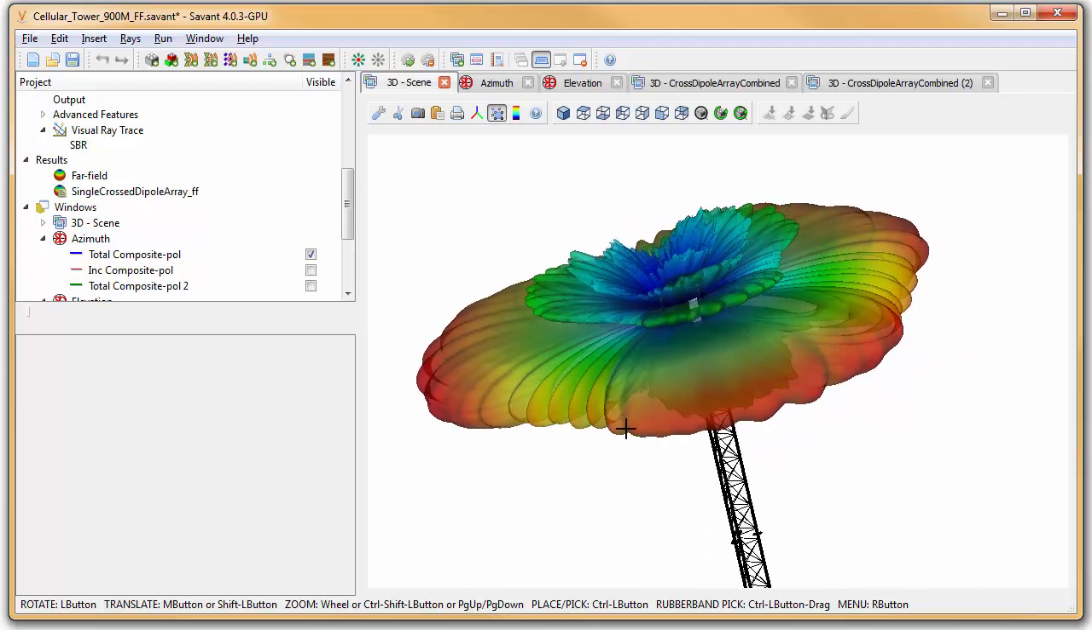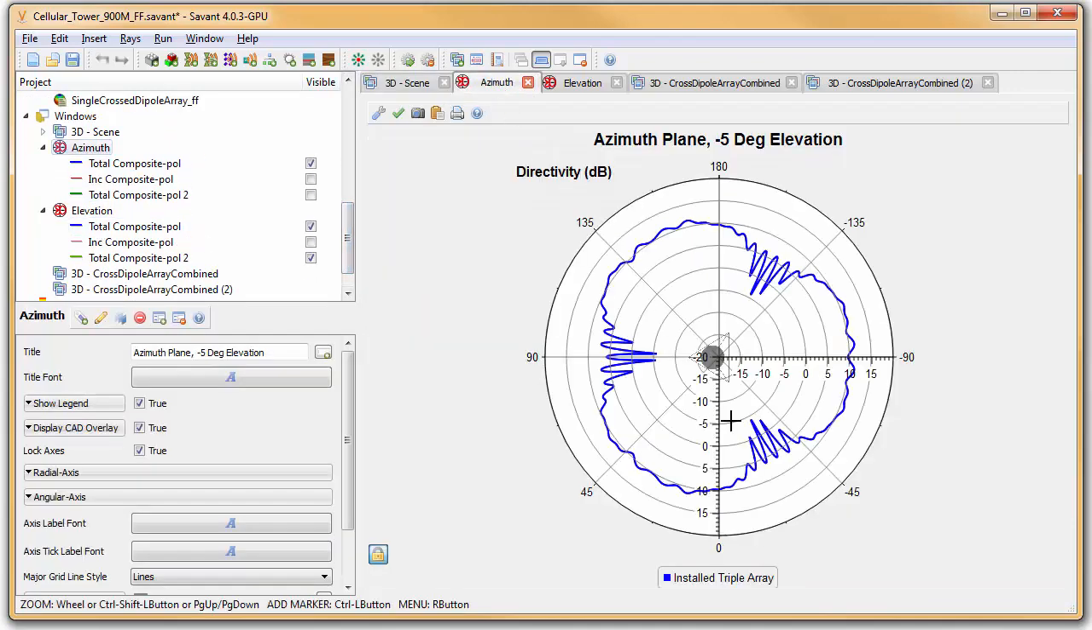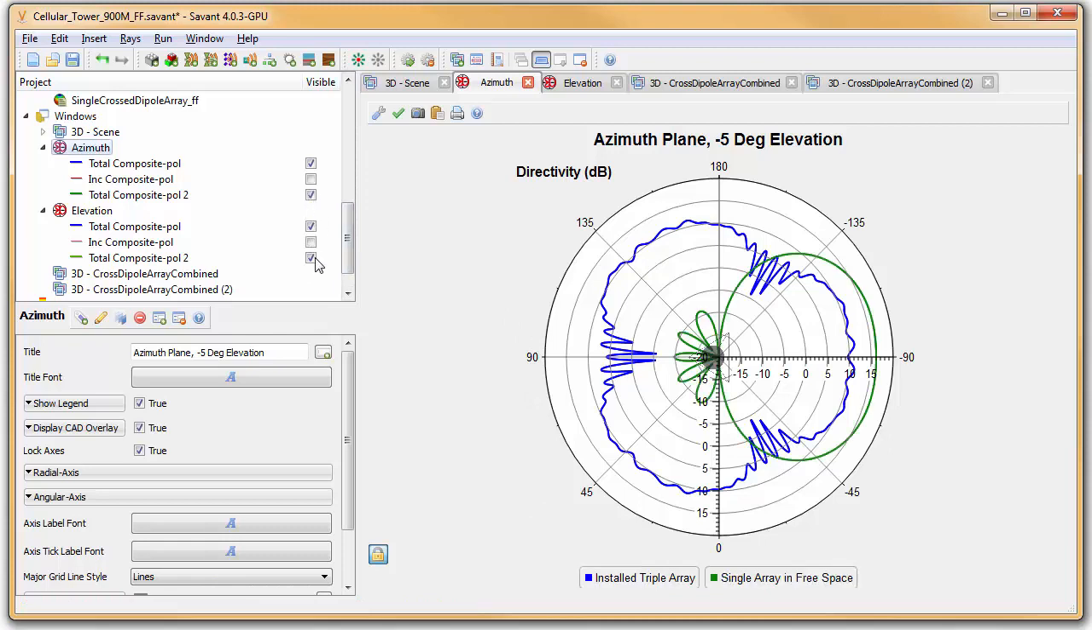Let's take a look at the azimuth pattern cut at the minus 5 degree elevation. Here is the array cut through the main beam over the entire 360 degree azimuth view. To this result, I can overlay the same far field pattern cut for the single array in isolation, aligned with one of the arrays in the full problem.